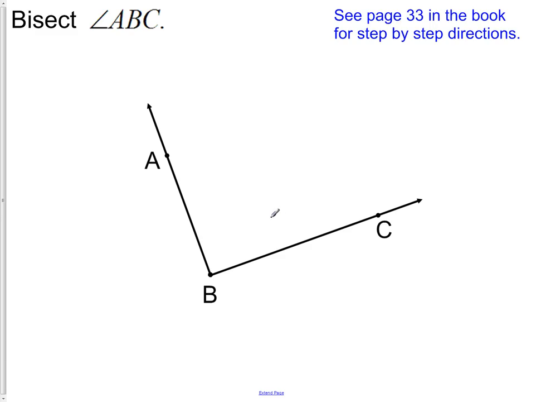Next, we're going to bisect an angle. First, start by putting your compass point at the center of the angle, or at the vertex of the angle. Similarly to copying an angle, we open up the compass, not real wide, but wide enough so that we can do some markings in the interior of the angle. Create an arc.